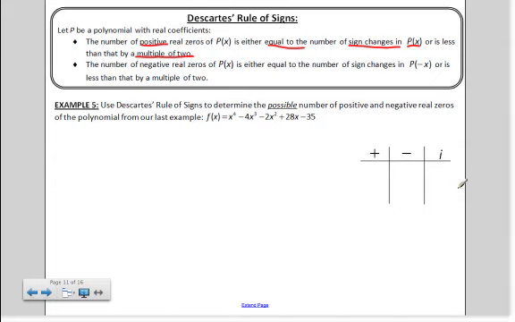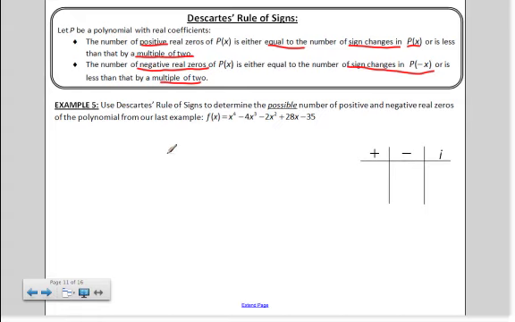And the number of negative real zeros is equal to the number of sign changes in P of negative x. So we actually have to substitute negative x in first and do a little algebra. Or less than that by a multiple of 2. So I'm going to show you how to do that right now.